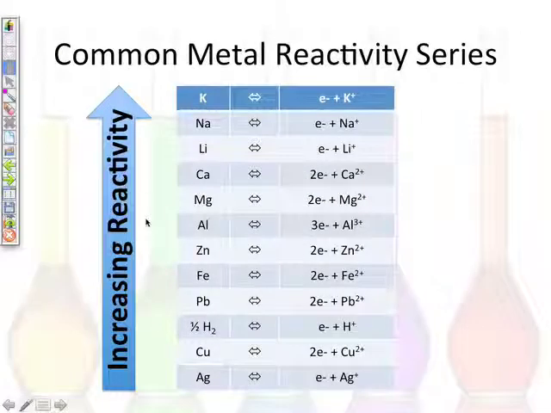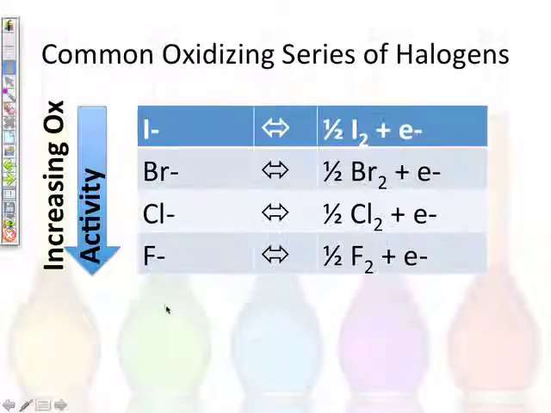Here's a common metal reactivity series. You have this listed in your notes. Notice that we're dealing with the most reactive on top in this one and the least reactive on the bottom of this one. That's one way to see them. However, not the only way. In this reactivity series, we have the most reactive, fluorine, at the bottom, and the least, iodine, on the top. So it just depends.